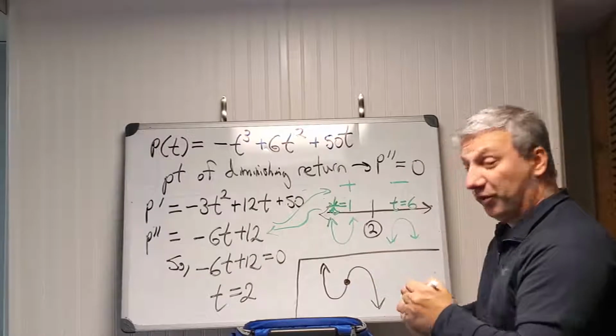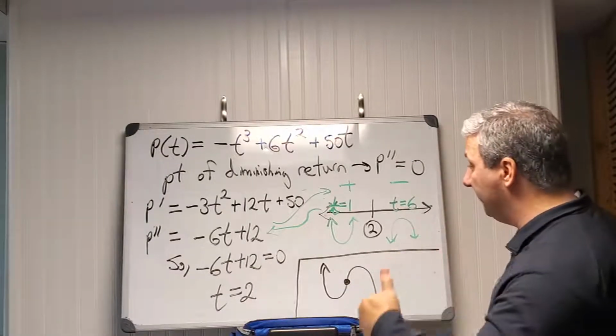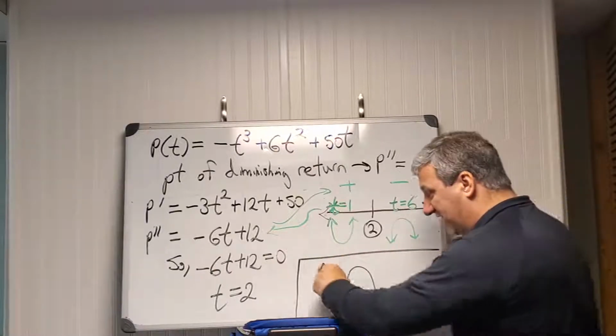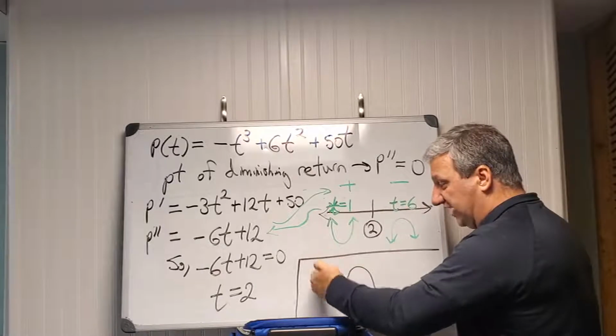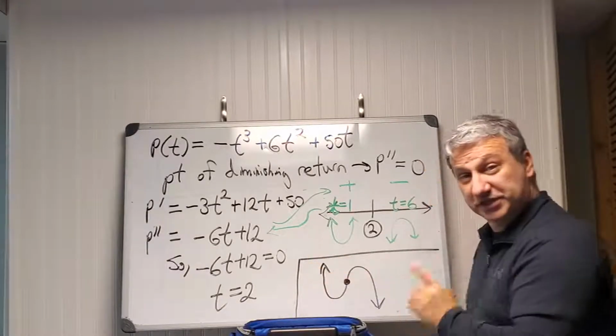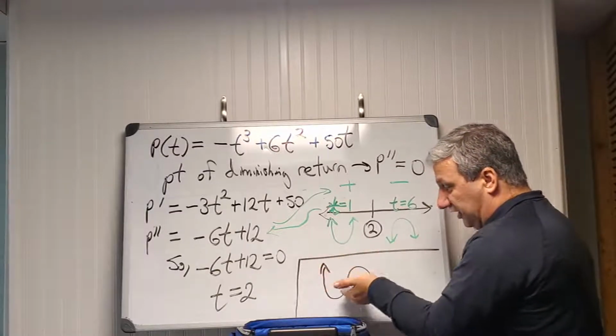And I'm saying it's a point of diminishing return. Why? Well, a point of diminishing return is when the rates start slowing down, the rates of growth. See, when you're concave up, your slopes are always increasing. That's what concave up really means. As you keep going, the slopes are increasing. Notice this, the slopes are increasing. My values are increasing. It's turning up.